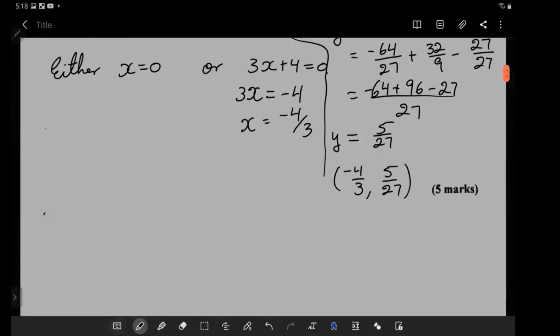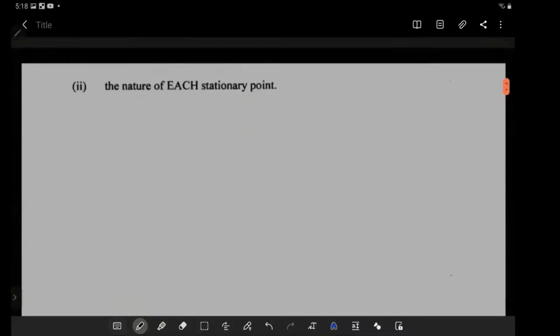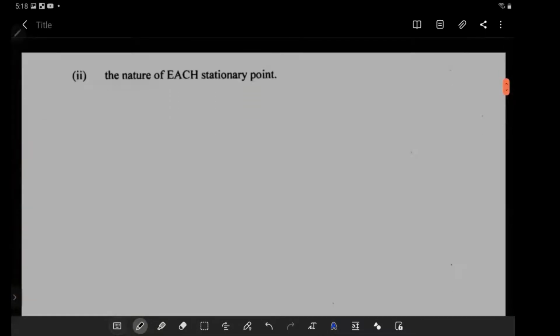So the stationary points occur at the first one was 0, comma negative 1, and negative 4 thirds, 5 27ths. Cool. So the next part asks us to state the nature of the stationary points.